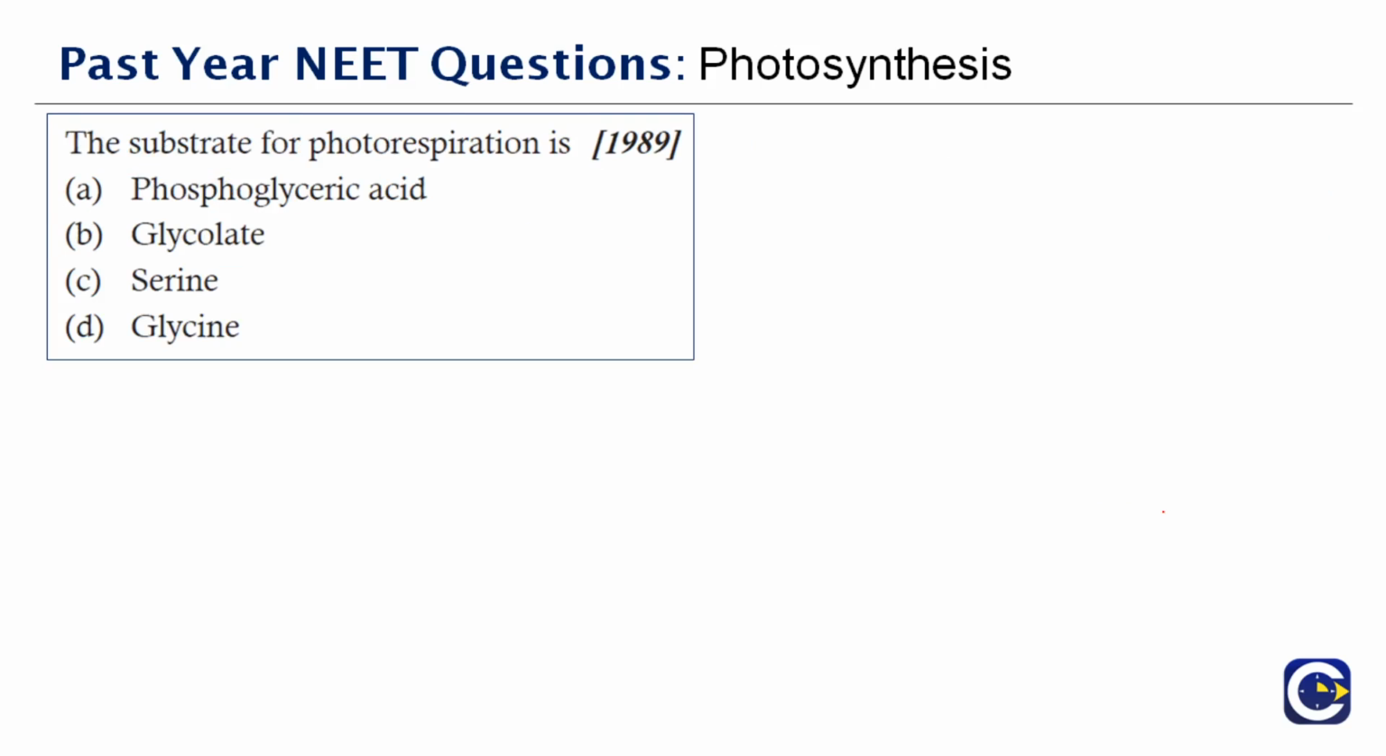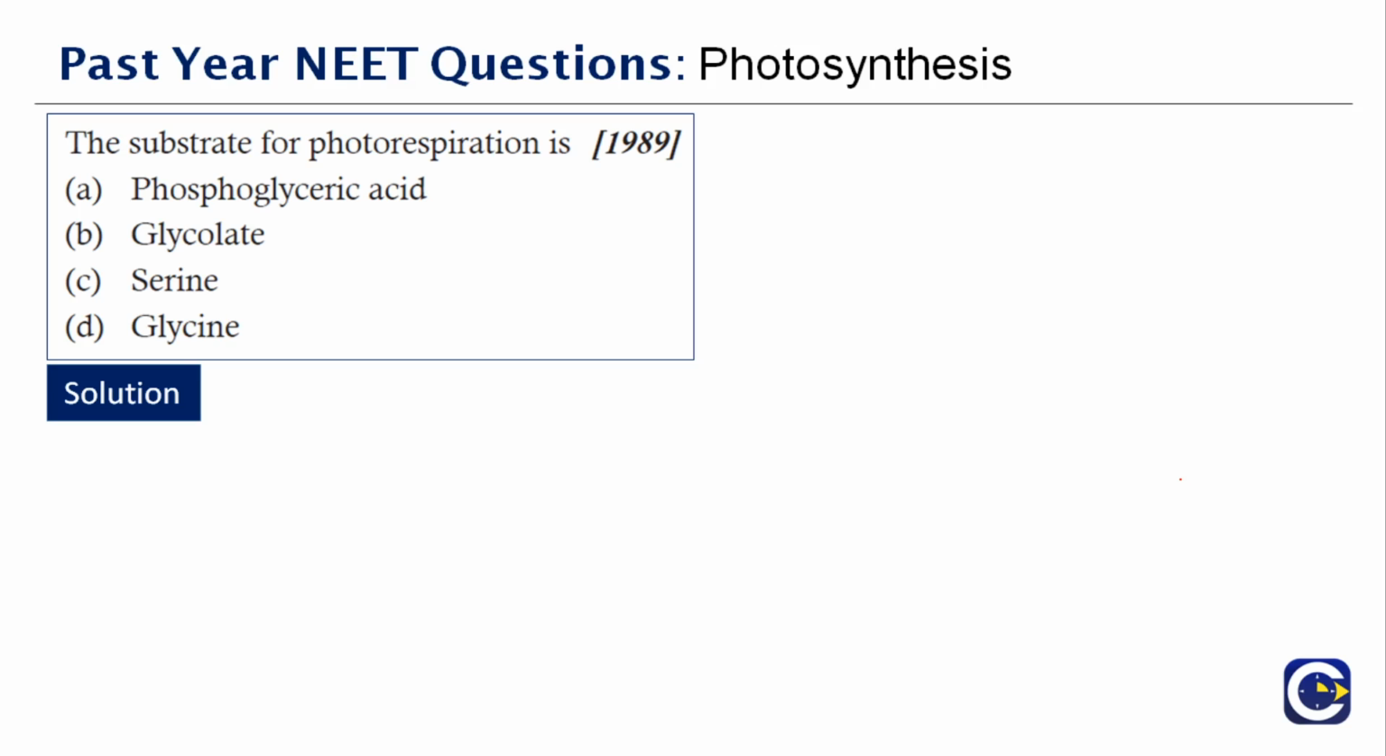Next question here. The substrate of photorespiration is dash. I think by now you have guessed the answer. When we talk about photorespiration, photo means light. So here it is light dependent, right? Light dependent uptake of oxygen and release of carbon dioxide in a C3 photosynthetic cell is called photorespiration. So how can you define it? It is of course a light dependent phase, and the uptake of oxygen and the release of carbon dioxide in the C3 photosynthesis cycle is called photorespiration.